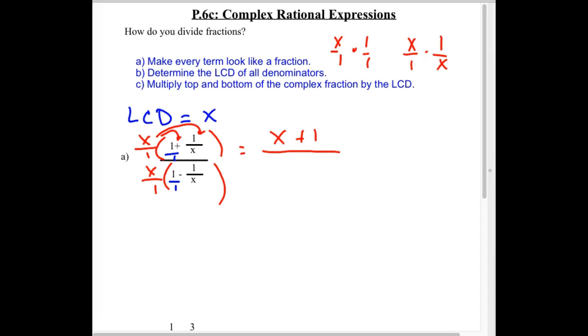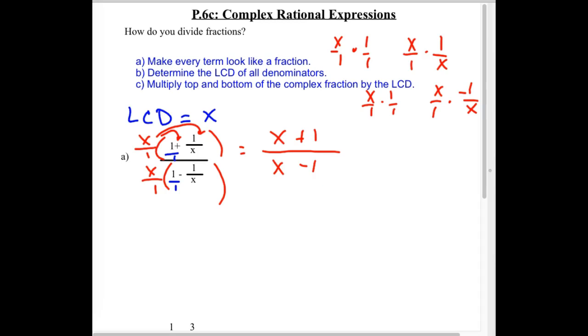And notice that by doing that step, our top half of this complex fraction no longer has many fractions in it. We got the denominators to go away. Now we're going to do the same thing on the bottom half. So we have x over 1 times 1 over 1, which we said was x. Then we have x over 1 times negative 1 over x. Again, our x's drop out. This time we end up with a negative 1. And we're done. We've simplified the complex fraction.